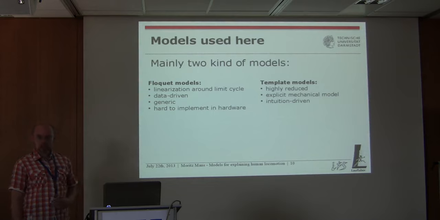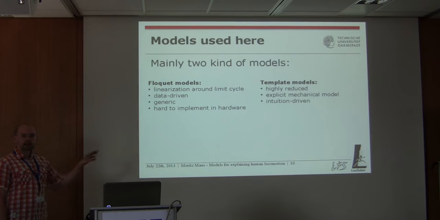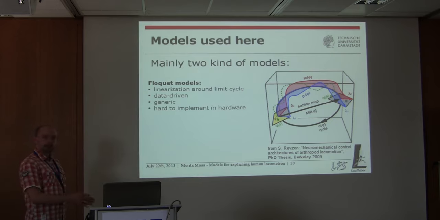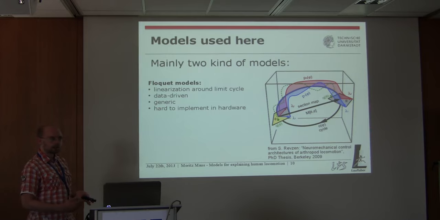Okay. So I will talk about two kinds of models. One kind of models are the Floquet models, which are basically a linearization around the limit cycle. And the other kind of models are template models. So Floquet models are data driven. That is, we put the human on the treadmill, we let the human run, we analyze what the human is doing, and then we build a model from the data where we hope that the model exhibits the same behavior as the human does.